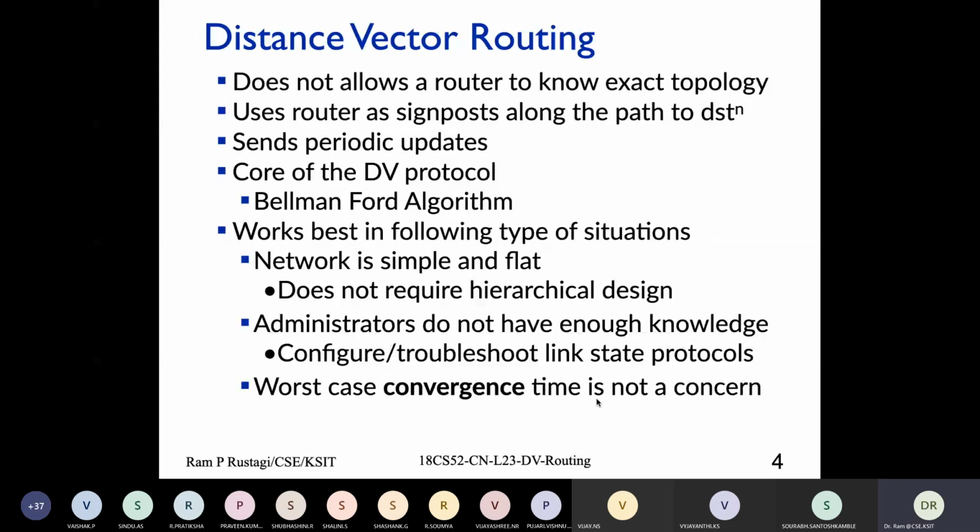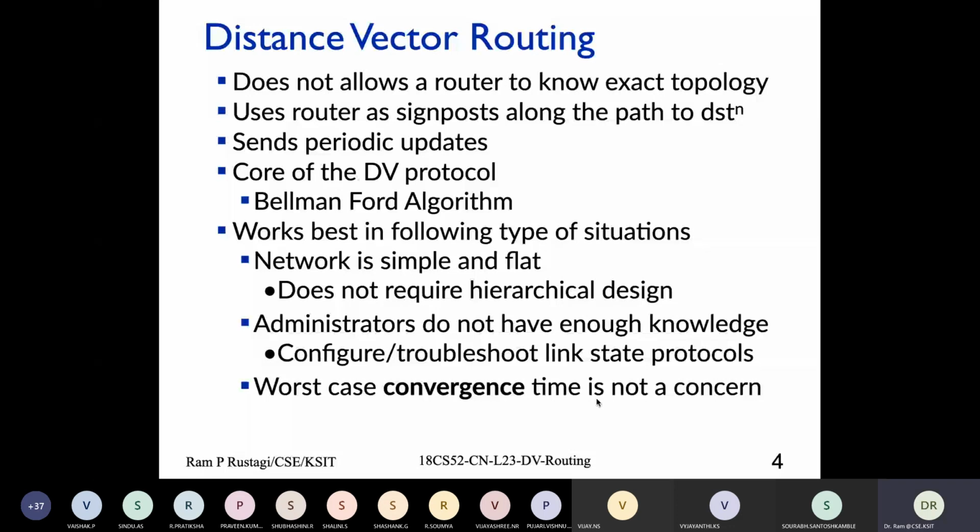Distance vector routing is simple, and it typically works in a small network or a flat network. If the network has too many hierarchies, such as a central core, intermediate core, third core, something of that kind, then it may not do that well.